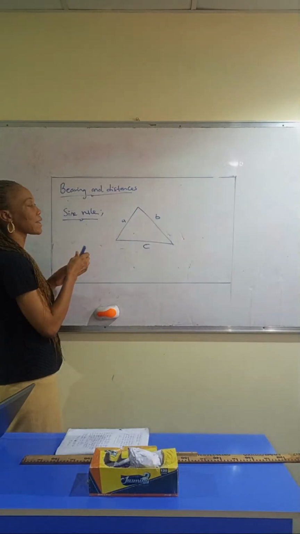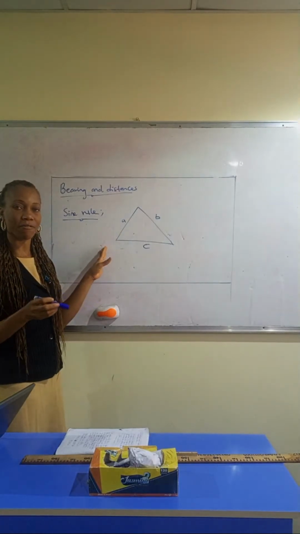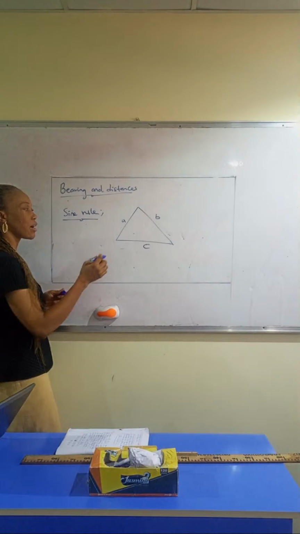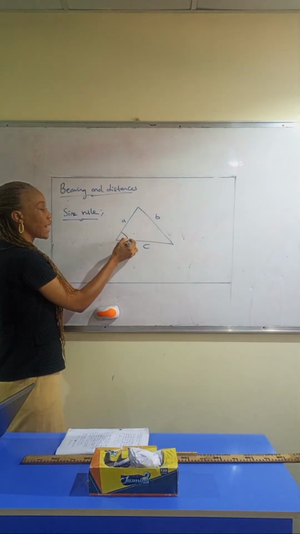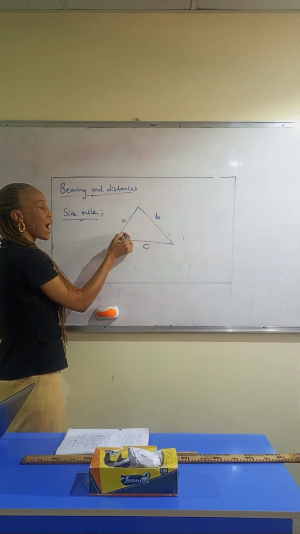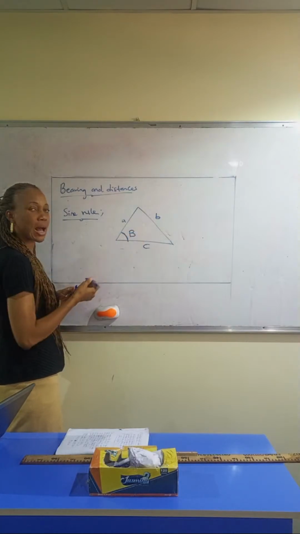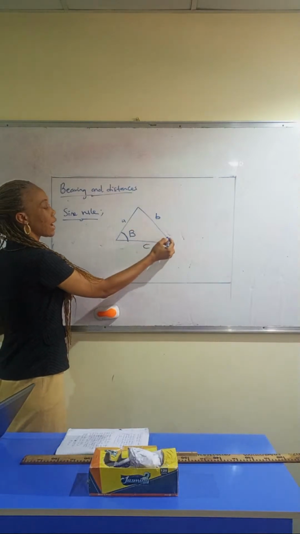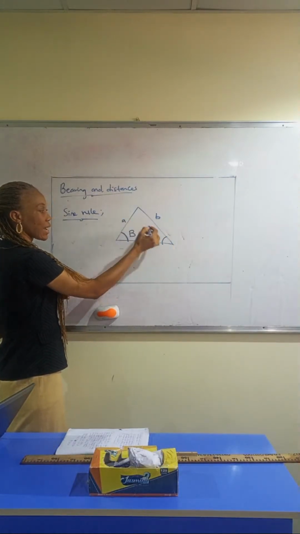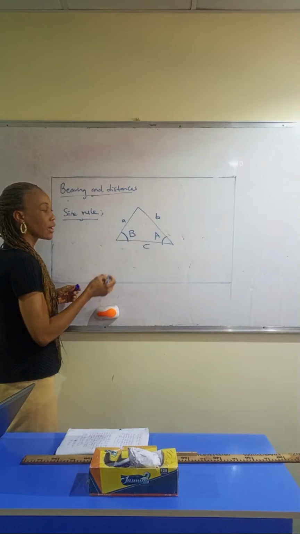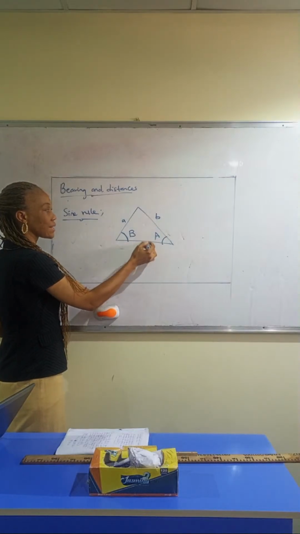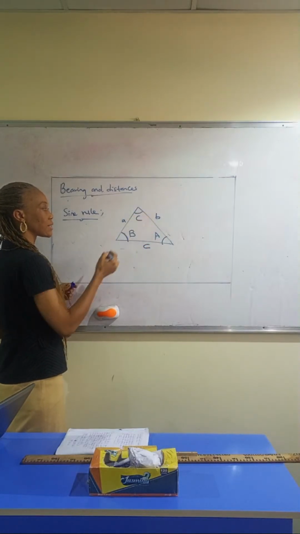Okay, these are the sides, A, B, C. The small letters are for sides. Then the capital letters: just know that the angle facing the side B is capital letter B. The angle facing the side A is capital letter A. The angle facing the side C is capital letter C.